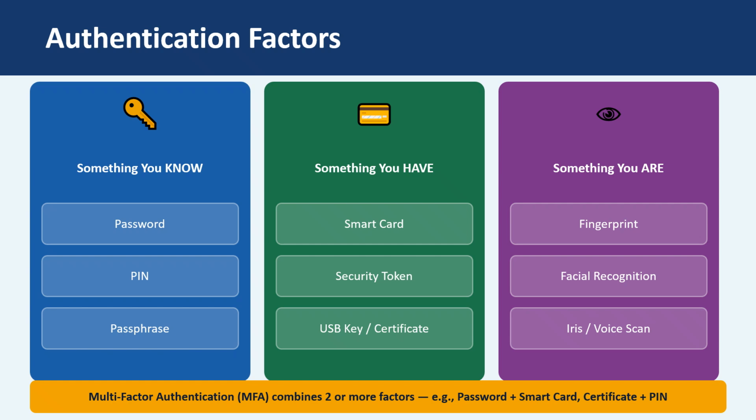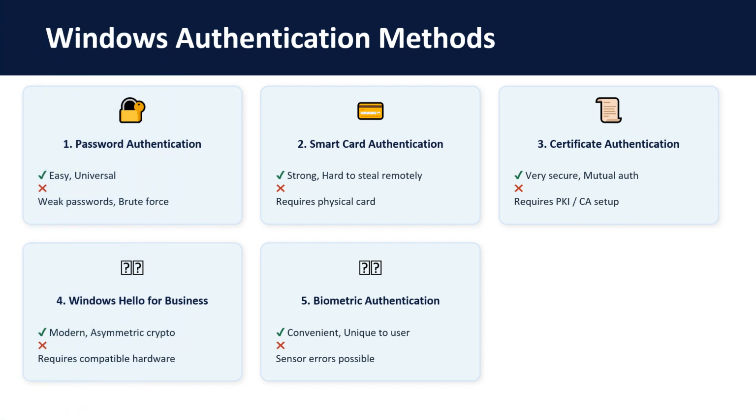Windows Authentication Methods. Windows Server supports several authentication methods. Password authentication is easy and universal, but has weaknesses including weak passwords and brute force attacks. Smart card authentication is strong and hard to steal remotely, but requires a physical card. Used in government, banks, and military.